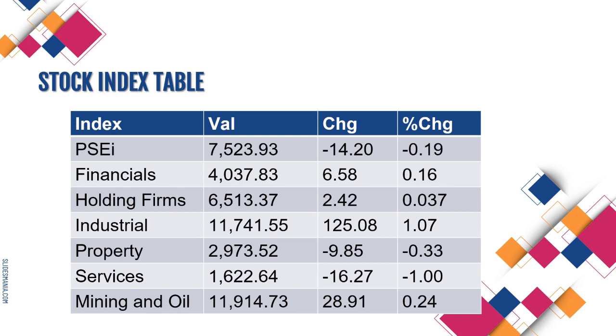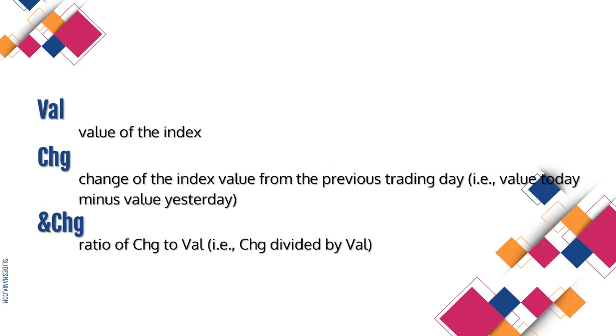The values are hypothetical. Let's have the definitions that are being used in the stock index table. First, VAL. It is the value of the index. Second, CHG, the change of the index value from the previous trading day. Example, value today minus value yesterday.